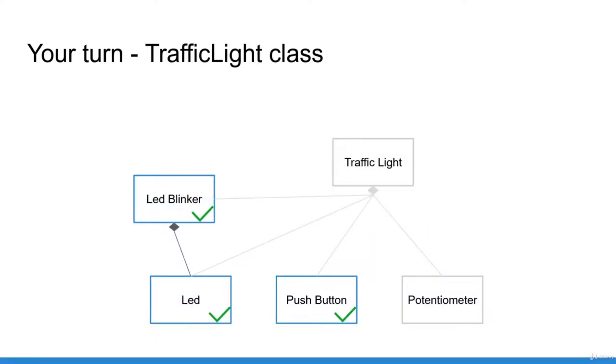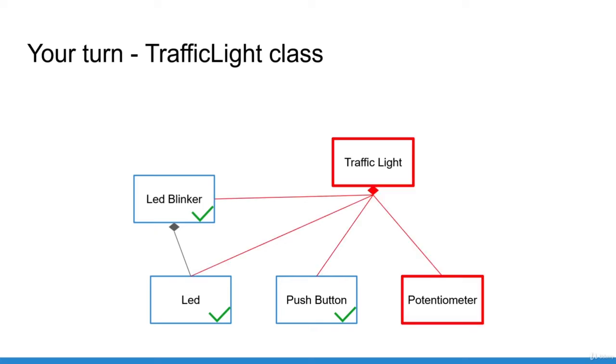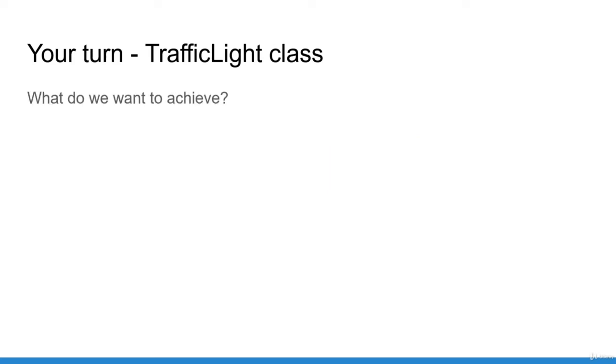So you already have 3 classes, which are tested and ready to be used. Now the traffic light class will be on top of all those classes. It will only contain the logic to make a traffic light system work and then use the other classes to control the LEDs and the push button. Note that we are also going to add a new class for a potentiometer, and this class will be used in the traffic light class as well. And now the most important question to ask first, what do we want to achieve here?